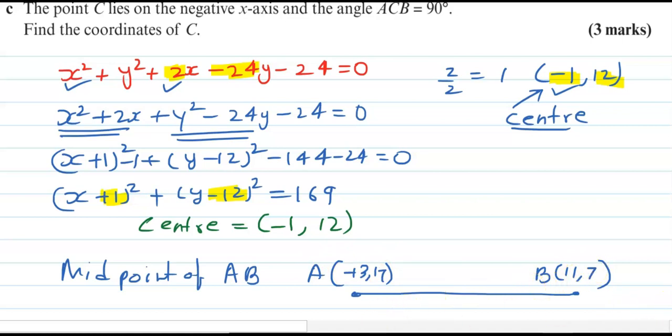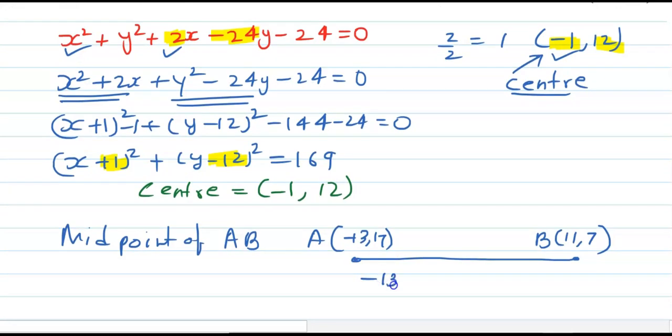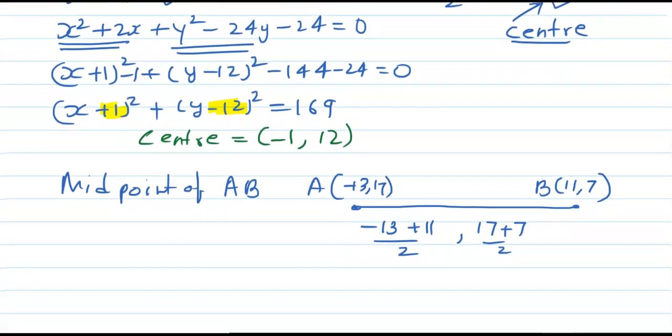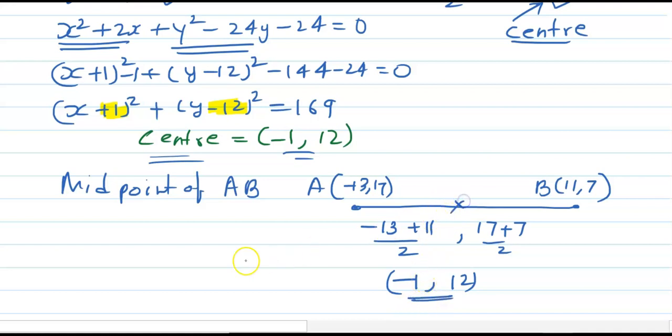So let's find the midpoint. Minus 13 plus 11 divided by 2, 17 plus 7 divided by 2. Okay, so it will be minus 2 by 2, that is minus 1, and 24 divided by 2, that is 12. So if you see, here is the center minus 1 and 12, and this point is also minus 1 and 12, so definitely AB is a diameter.